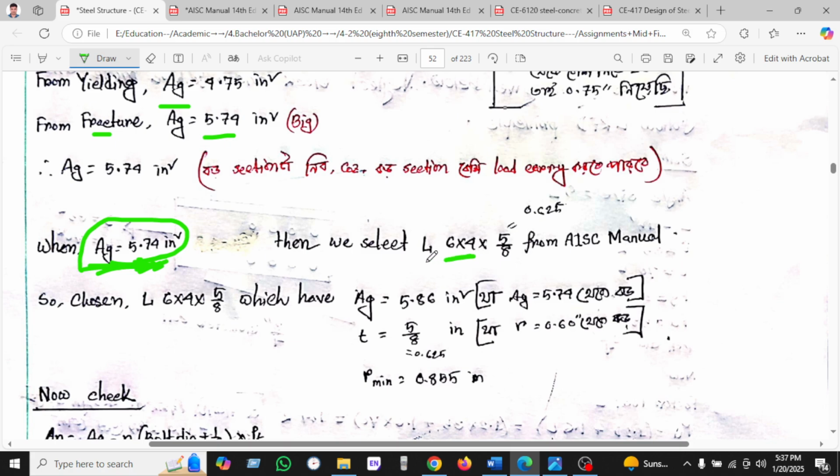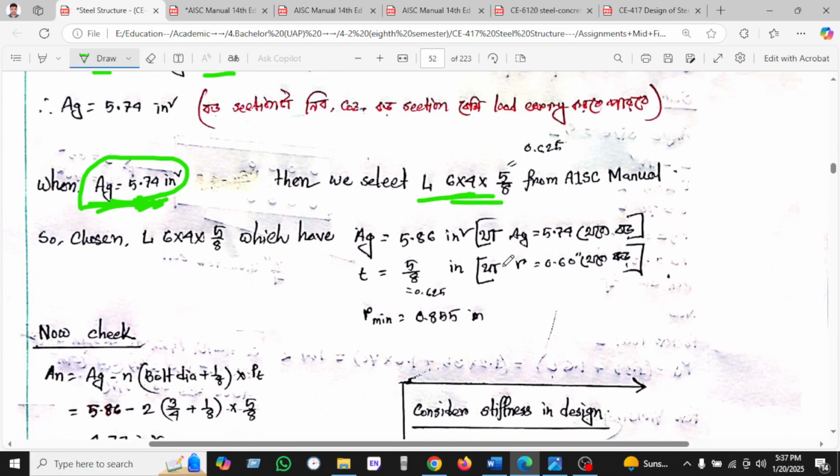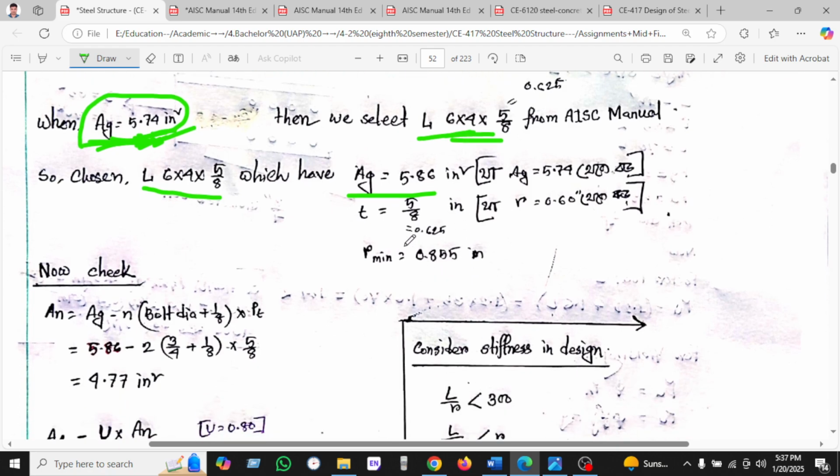So that's why we will be selecting this value. The chosen L value here and AG is 0.65, 5.86, which is greater than 0.75. Now t is given 5 by 8 and r minimum is 0.85.